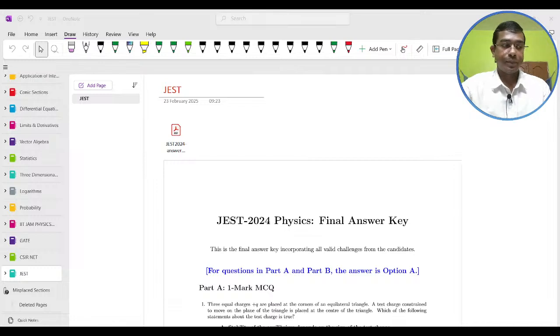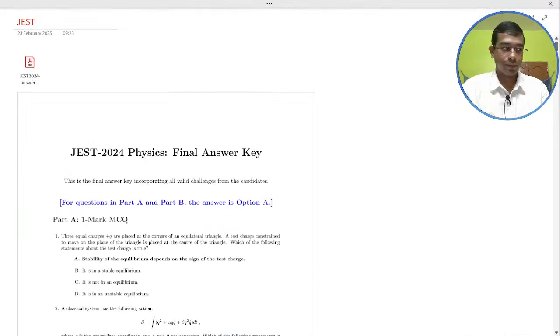So we will cover the live session, the JEST 2024 question paper conducted by the SERB, Science and Engineering Research Board, and basically the IIST, the Indian Institute of Space Science and Technology, in Thiruvananthapuram.